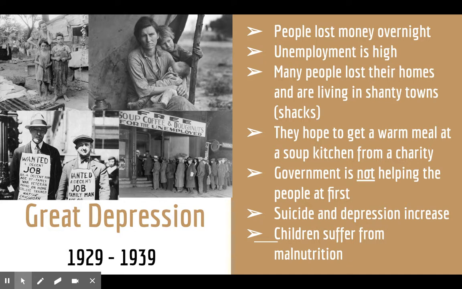You guys know because of supply and demand, if people are losing their money, that means that they're buying less products, which means that the businesses have to accommodate for that, and people started losing their jobs. So unemployment is incredibly high. Many people lost their homes due to foreclosures, and they are living in something called shanty towns.